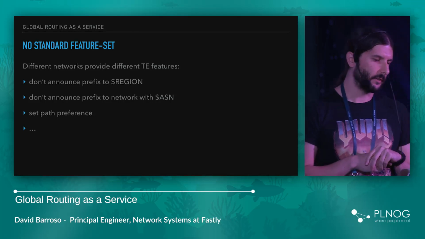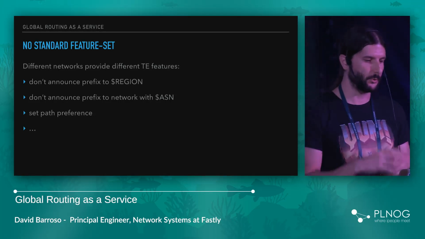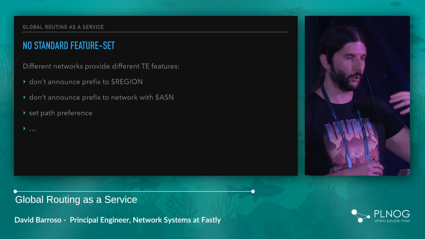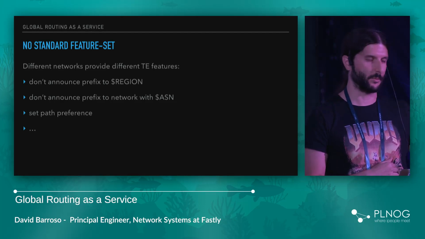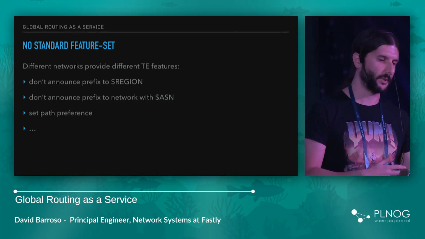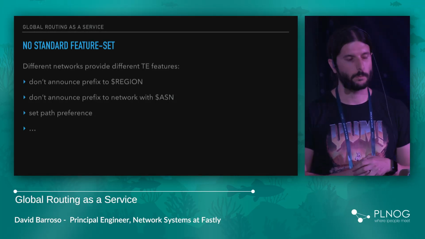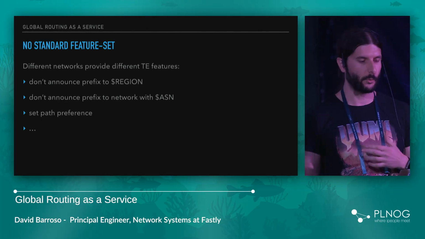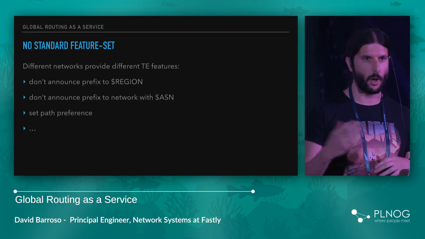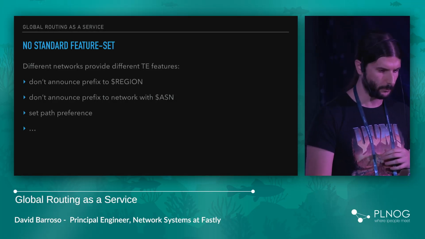When doing traffic engineering changes, you can do things like, oh, dear transit, do not send this particular prefix to this particular region of the world, or do not announce this prefix to this particular ASN, or can you please prefer this path over that other path? Those are features that you may find on some transit providers. You may not find them on some others. So there is no standard feature set. You have to manage that somehow and be aware of which transit provides which features.